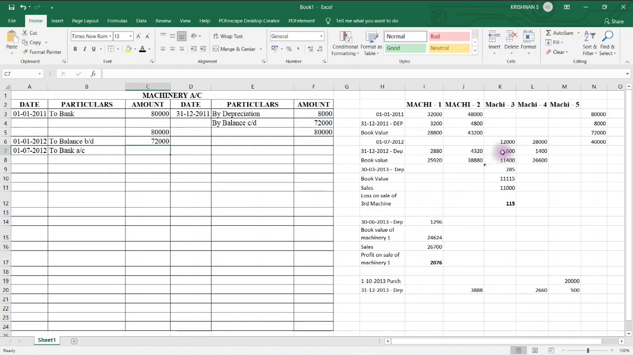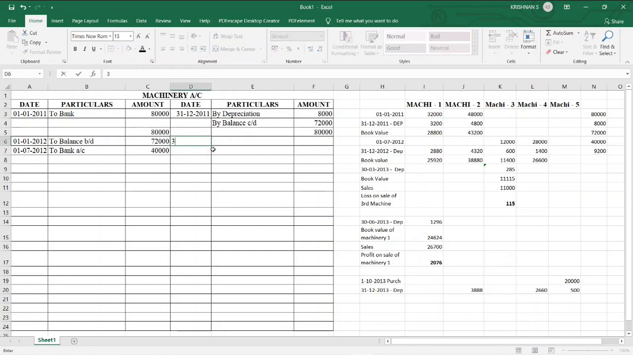How much? We purchased machineries for rupees 40,000. So I am entering 40,000 here. Then after that we don't have any transaction in between this second year. Okay, so straight away we can go to 31st/12/2012. On this date total depreciation will be second one plus third one plus fourth one, so 9,200. Where to enter this amount?